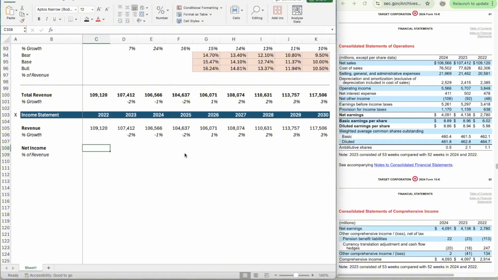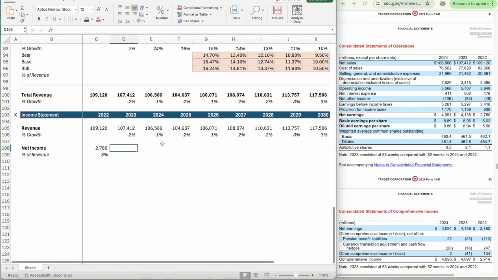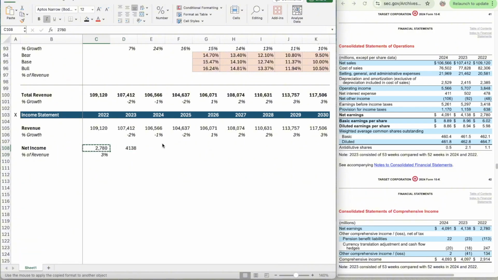So net earnings 2780. But this is good. Maybe I spoke too soon, but look at this. In 2022, the net margin was less than 3%. Then in 2023, look how much it jumped by. I wonder why that was. Did they sell any assets? No. Okay. Well, that is pretty good. 4091.